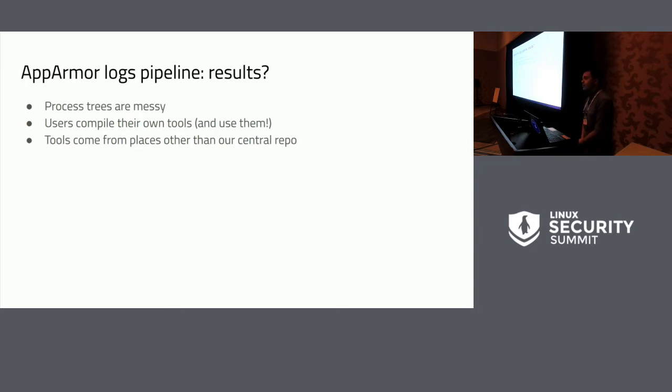What were the results? Process trees are really messy. The difference between saying that I care about every process in the process tree and caring just about the final executing binary turned out to be an order of magnitude difference in noise and random stuff that we caught. It turns out users like building stuff and running it.